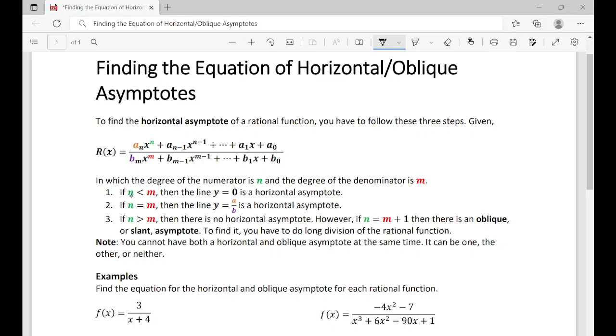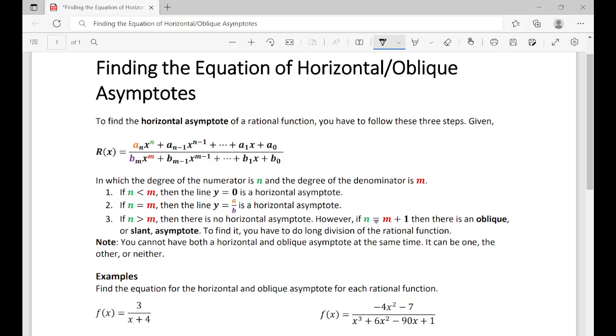If the top degree is less than the bottom, then y equals 0 is a horizontal asymptote. If the top degree is equal to the bottom degree, then the line is going to be y equals a over b, the coefficients of the terms. Third, if n is greater than m, then there is no horizontal asymptote.